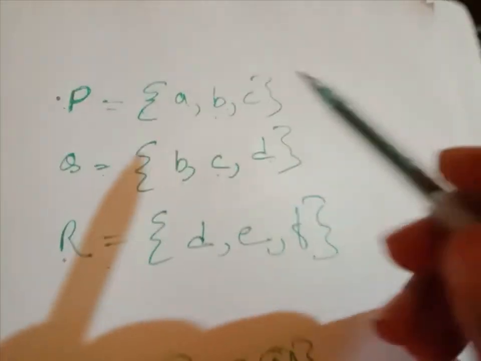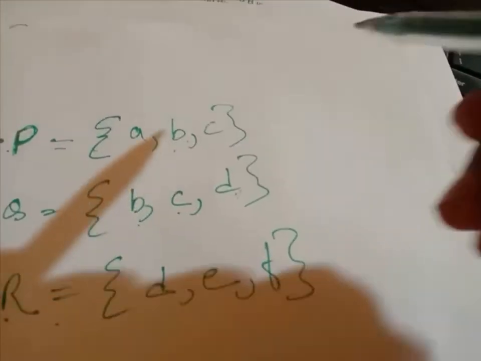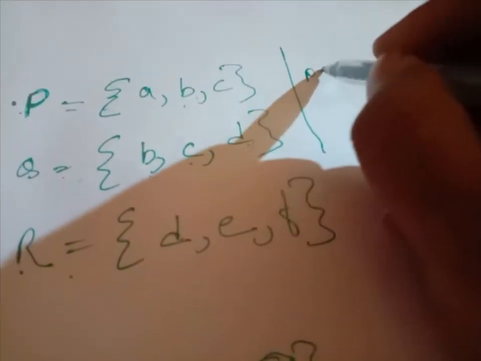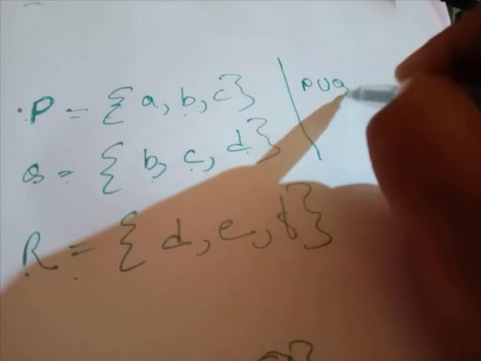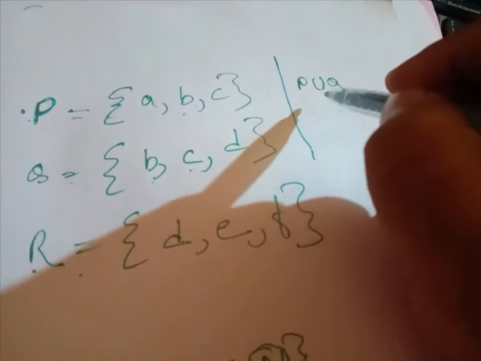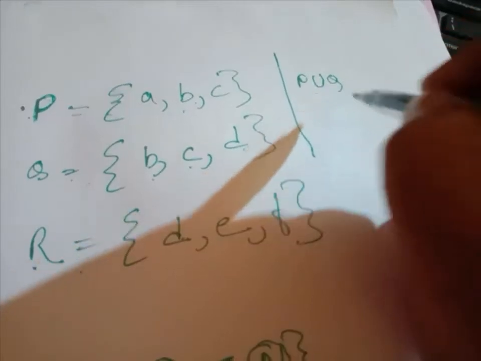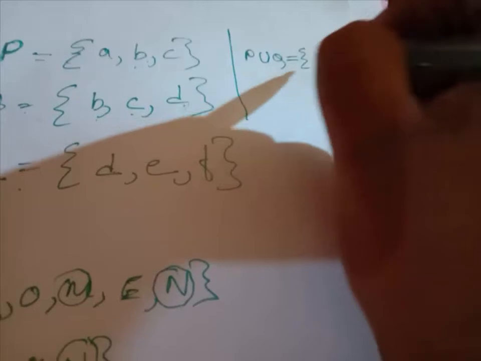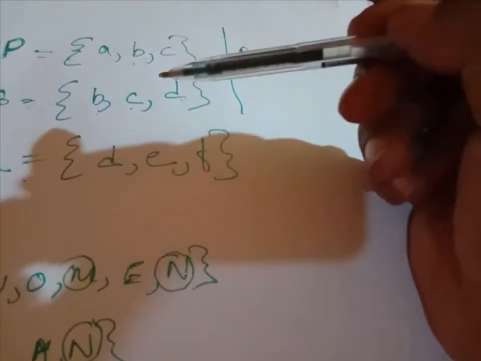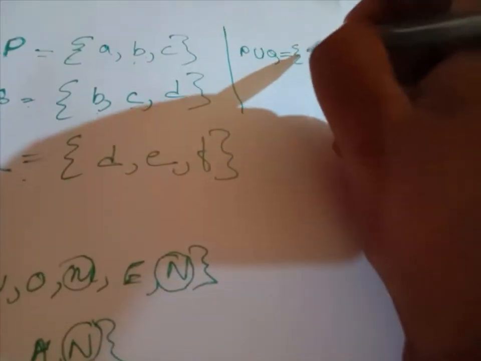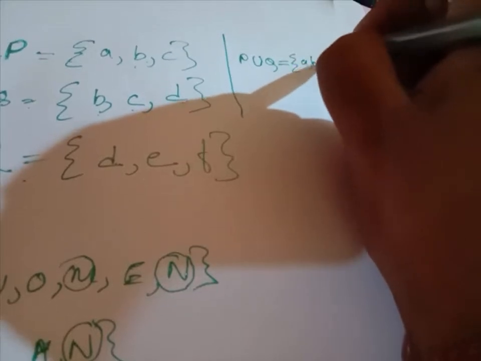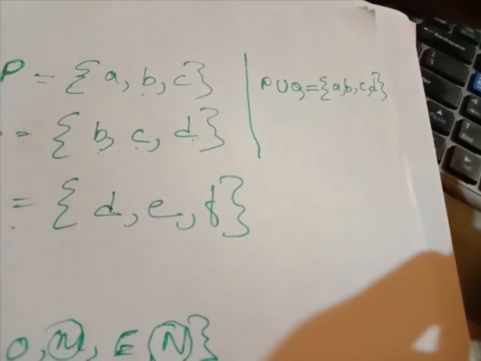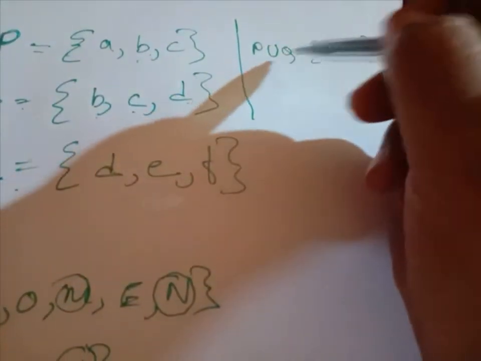I've already given you this example, right? So, if we were to find P union Q, this symbol is read as union. The set P union Q will contain all the elements of P and all the elements of Q. That means A, B, C, D. That's it. We will not repeat the elements. This is how you are going to write P union Q.